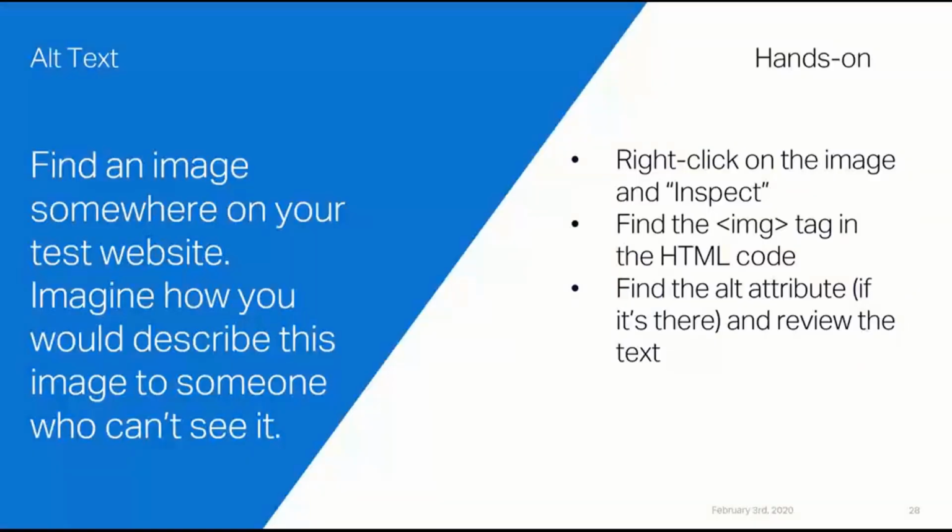So now it's time for you to do this on your own site. On your own website, find an image to review, and ideally an image lower on the page, not a hero or a header image. And imagine how you would describe this image to someone who can't see it. And don't overthink it, just explain what the image shows. Then right-click on the image, click Inspect, and try to find the image tag in the HTML code and see if you can locate the alt attribute. And if you can find it, review the alt text. And if you can't find an image tag, if you find something else, we'll cover that in the next slide too, but I'll give you a minute to find the image tag.